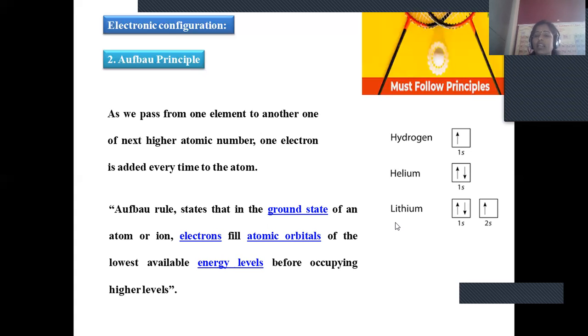Now in the case of lithium, its atomic number is 3, so the third electron will enter 2s, because the next level after 1s is 2s. This is the increasing order of filling of electrons. That is the guideline given by the Aufbau principle.